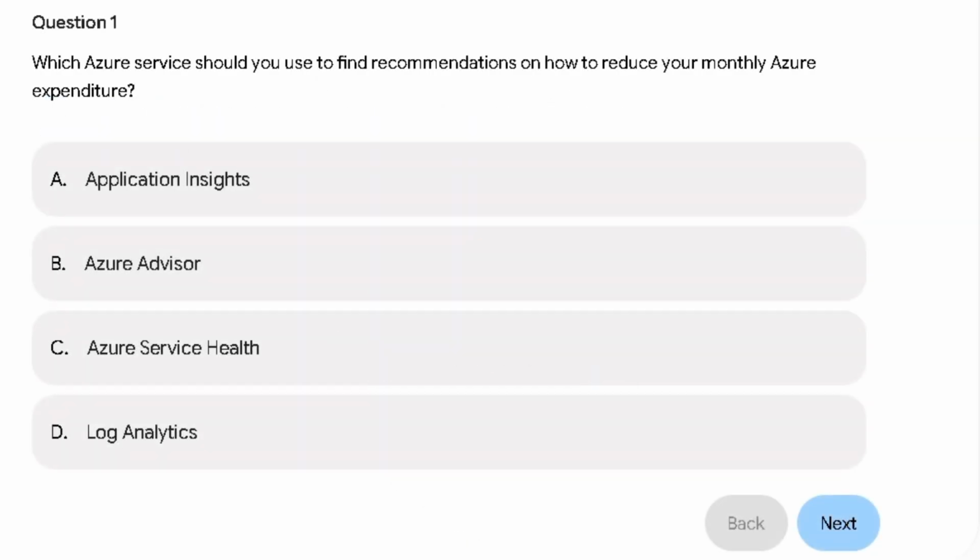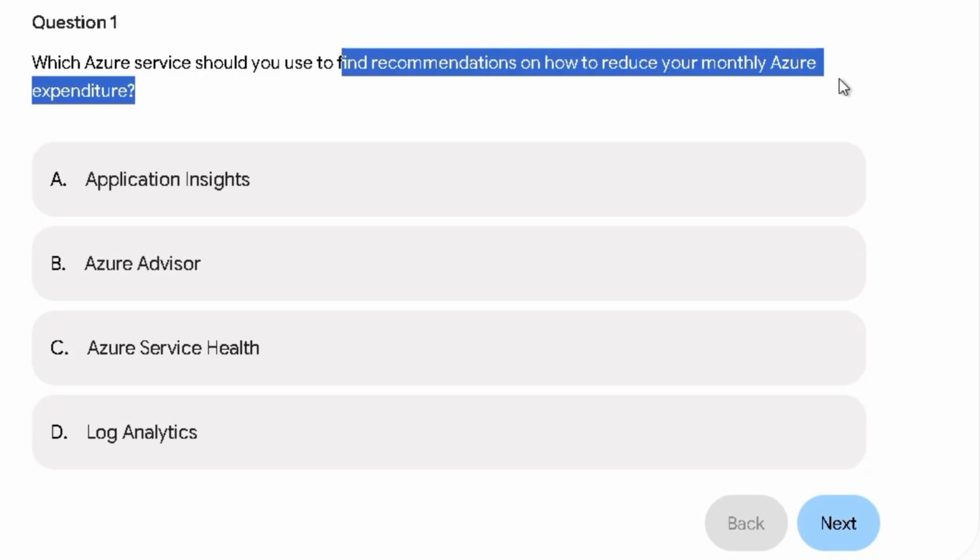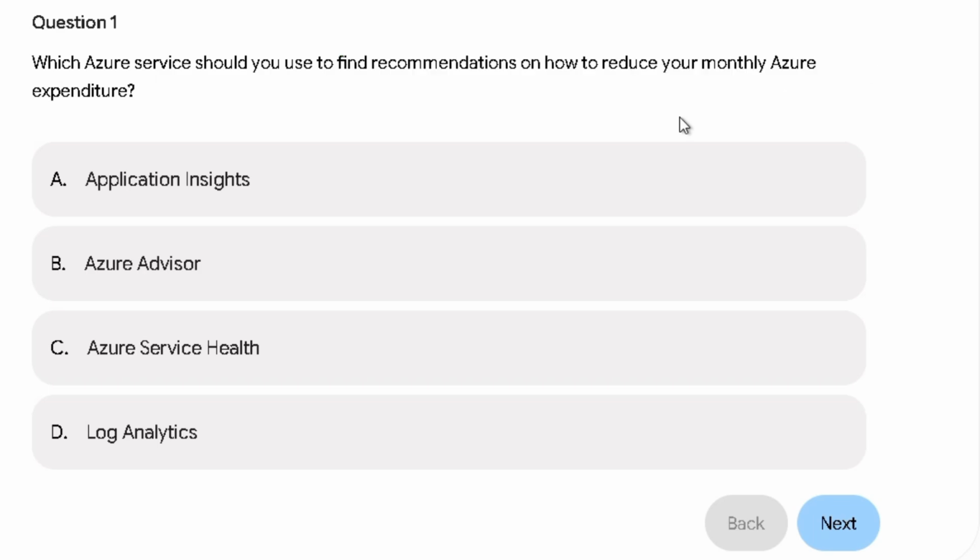So here we are with question number 1, and it says, which Azure service should you use to find recommendations on how to reduce your monthly Azure expenditure? This is a tricky but easy question if you know what helps you find recommendations on how to reduce monthly Azure expenditure. If I was saying Application Insights, this was going to be something that monitors my applications. The correct answer is Azure Advisor, but let's keep seeing. Azure Service Health, remember I explained, is like my doctor.